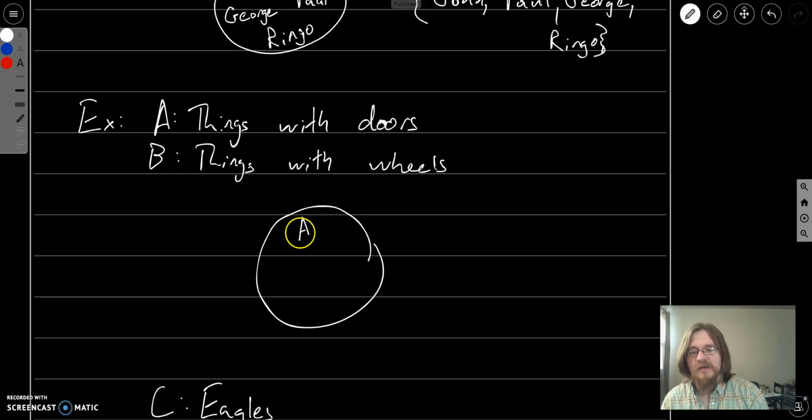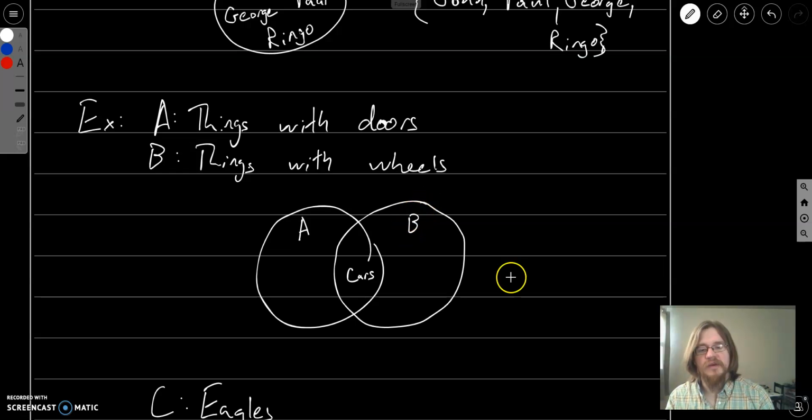So here we'll have the set of everything with doors. This could include, say, houses have doors, cars have doors, like doll houses. There's lots of things with doors on them, and a few of those things have wheels, and a few don't. So, for instance, cars would have doors, and they would have wheels. So our sets are going to overlap a little bit. But, for instance, motorcycles have wheels but don't have doors.